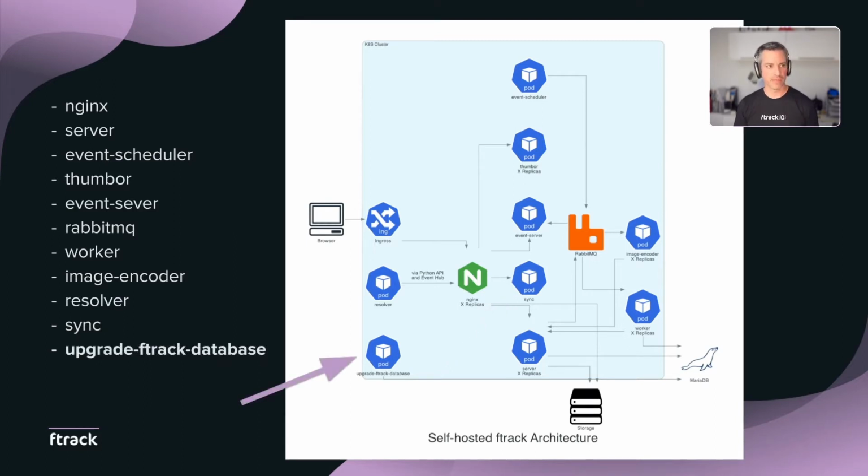And then finally, we have the upgrade Ftrack database component. This one is a little bit different than the others. It is supplied by Ftrack. And what's different about it is that it will run once during a Helm install or upgrade operation, and it only communicates with the database to set it up or upgrade it, and then it exits. It's the component that will run database migrations on application version changes.